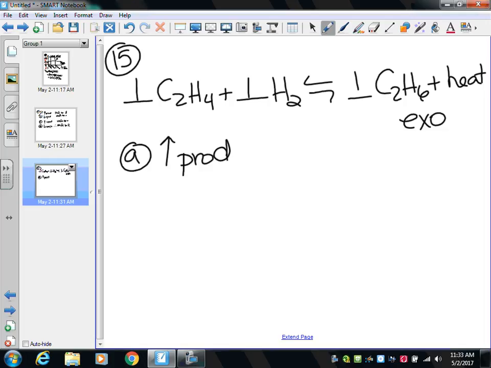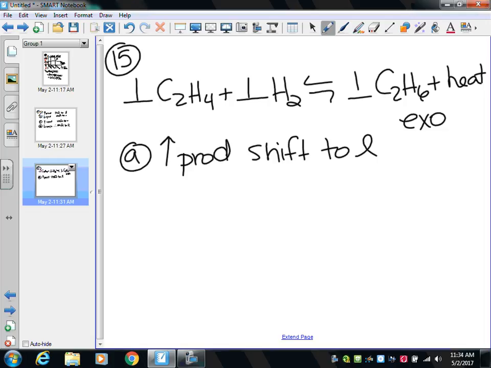Right. So I'm increasing the product. Normally, if I'm increasing the product, which way is it going to shift? Okay, so it's shifting to the left. In order for us to regulate it and get it back to stay at equilibrium, I need it to shift to the right in order to counteract that, right?